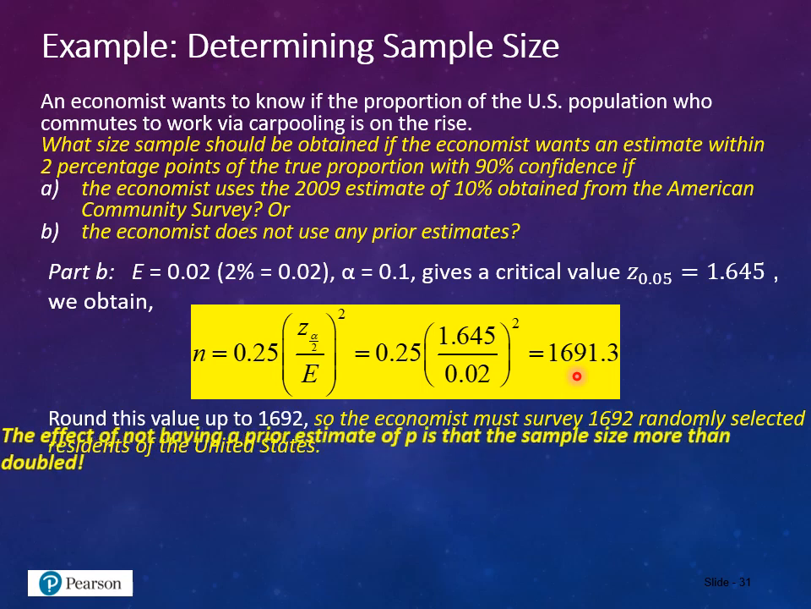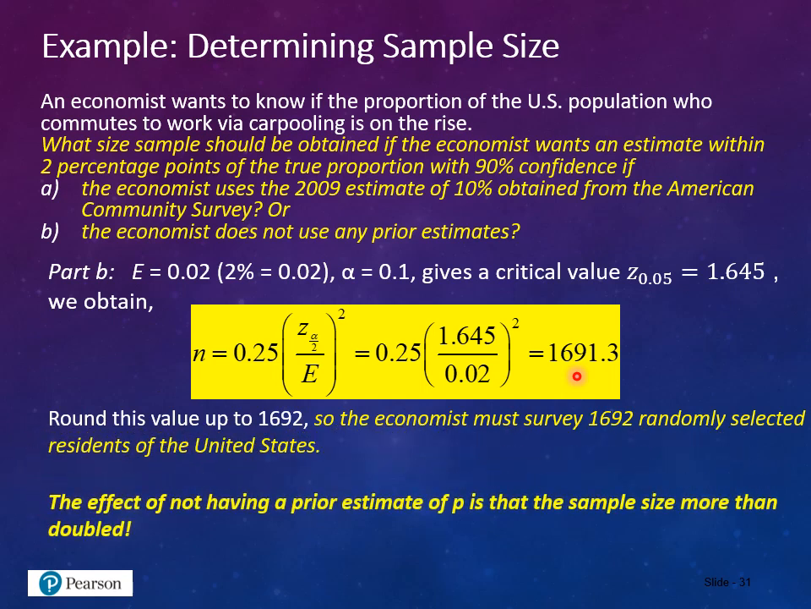This is a huge jump, right? The effect of not having a prior estimate is that the sample size is more than doubled. And I think it makes some good logical sense, right? If you don't have a benchmark to use, you need to have a larger sample to ensure that your information is more accurate.